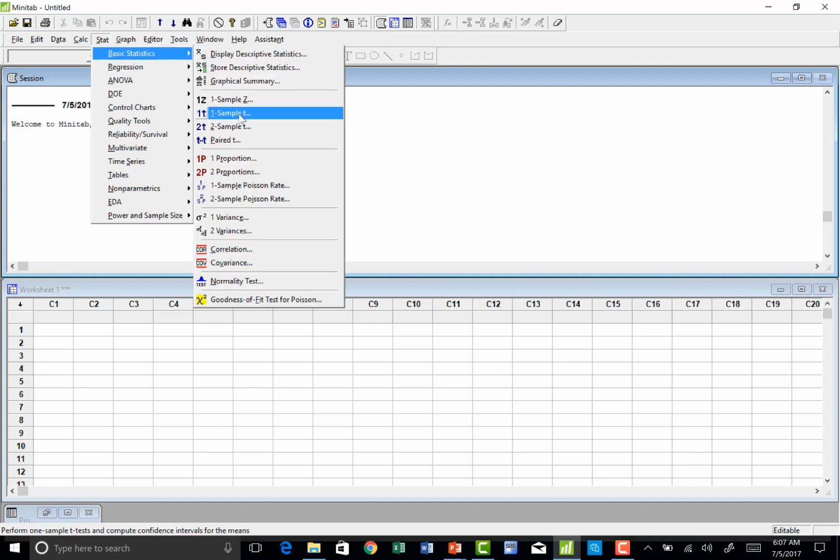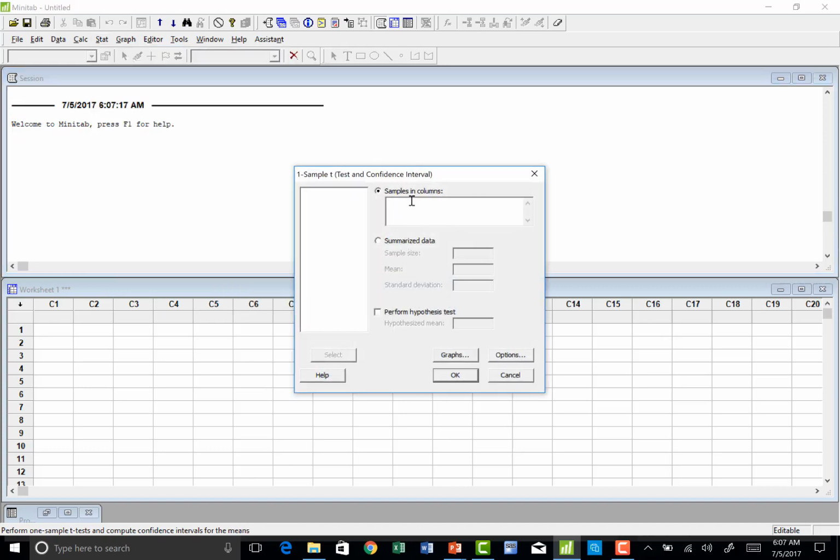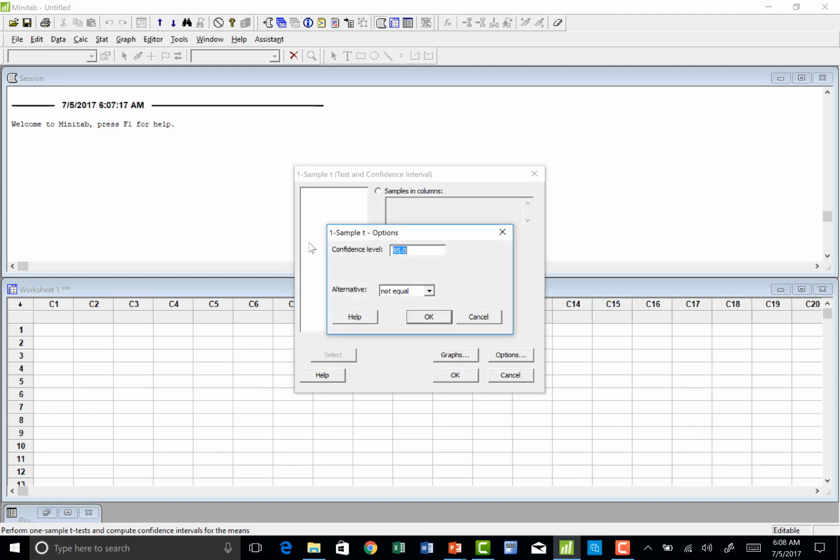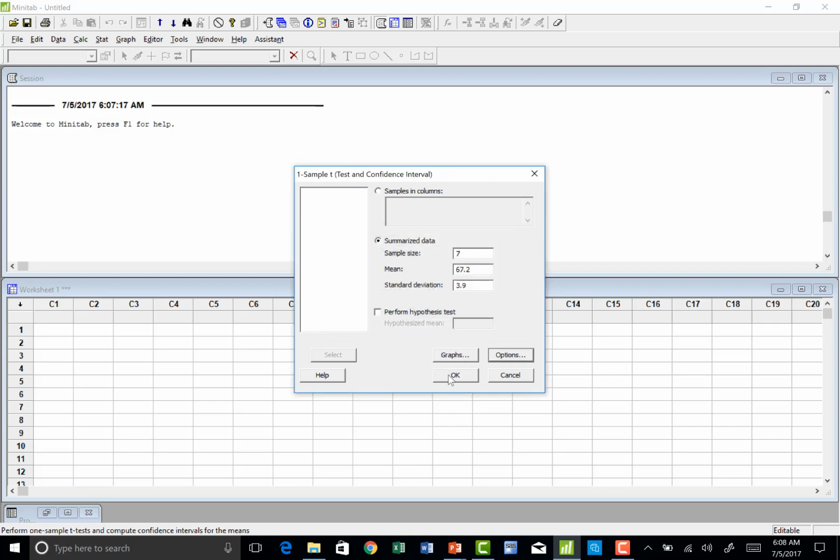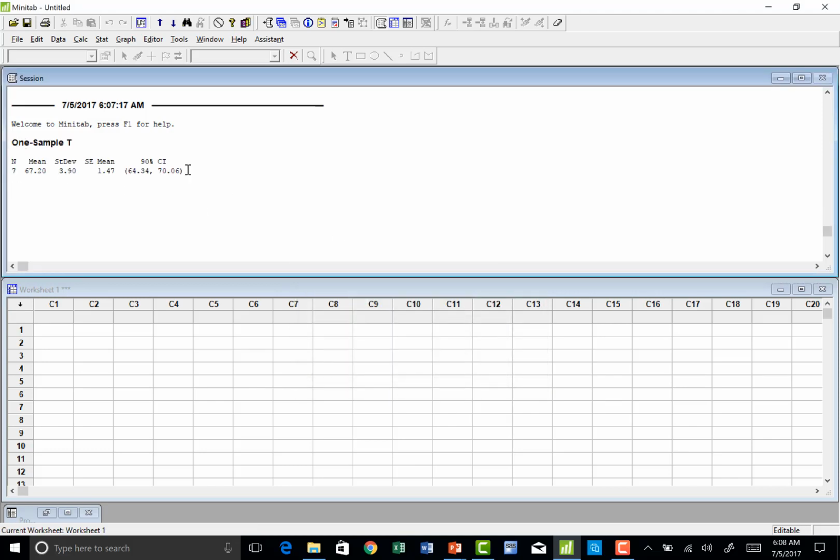So we're doing a one sample t. And in here, we don't have columns of data. We have summarized data. We know our sample size, American adults, sample size of 7. The mean of that sample was 67.2. And our sample standard deviation was 3.9. And Minitab's default is a 95% confidence interval, but I wanted a 90. So I need to change the 95 to 90. Hit OK, and out pops my confidence interval.